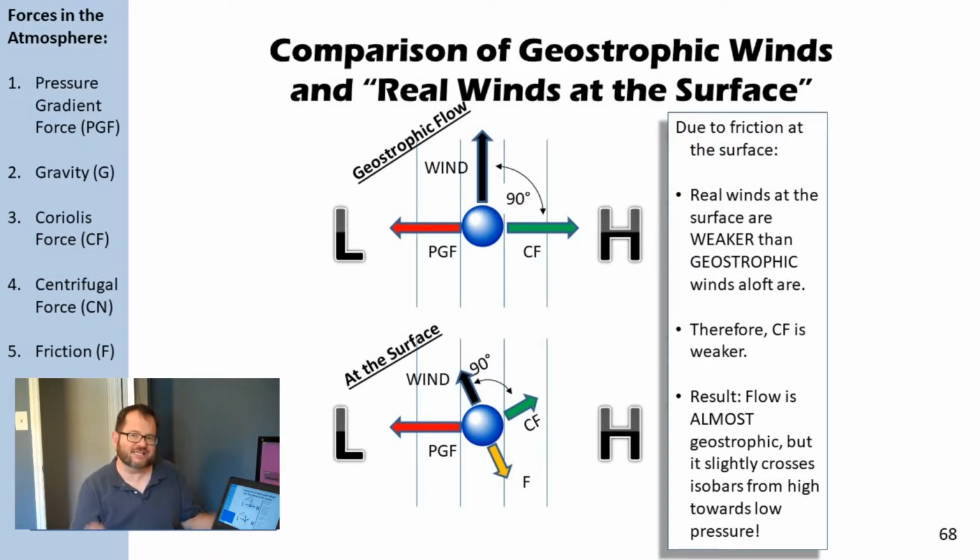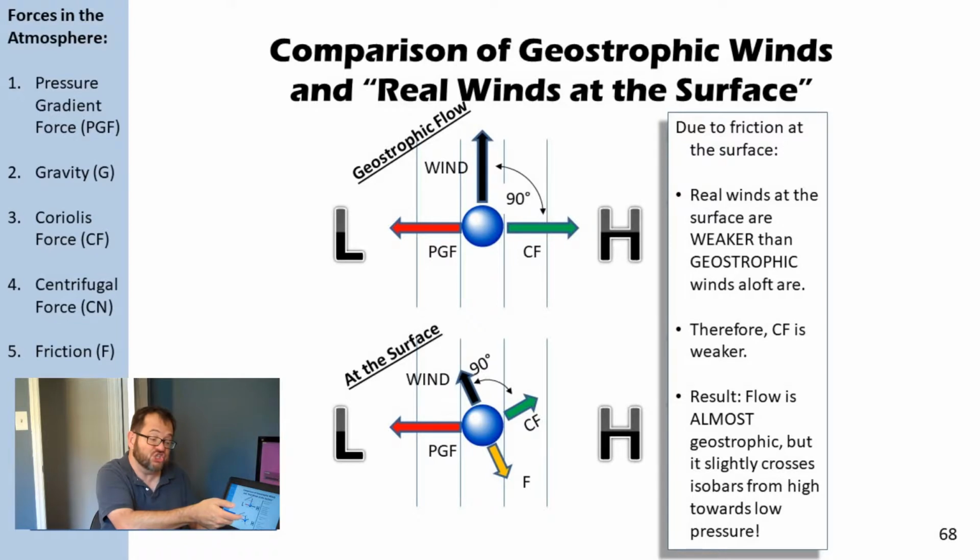The pressure gradient force kind of wins, for lack of a better word. Okay? The pressure gradient force is stronger than the Coriolis force. And as a consequence, our wind, which is the black vector there, is weaker than if it was geostrophic, and it's not really quite parallel to the isobars anymore. Rather, it's still kind of parallel to the isobars, but it's crossing them at about a 30-degree angle or something like that.